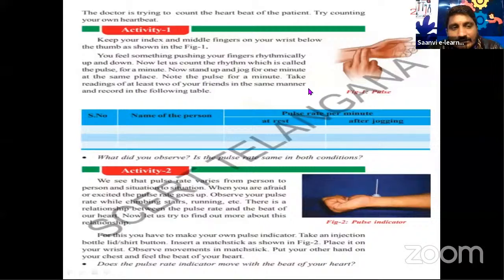See here, the table is given vertically, with serial numbers 1, 2, 3, and the name of the person. If the first is Vaishnavi, then write Vaishnavi's name, before jogging and after jogging. Before jogging means at rest. After the jogging, what is the count for a minute? Next, serial number 2, your friend's name, and serial number 3, your friend's name. What is the pulse rate at rest, and what is the pulse rate after jogging? What is the count for a minute?